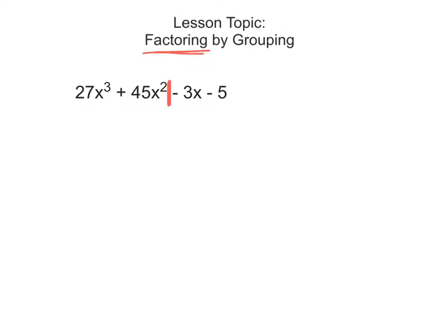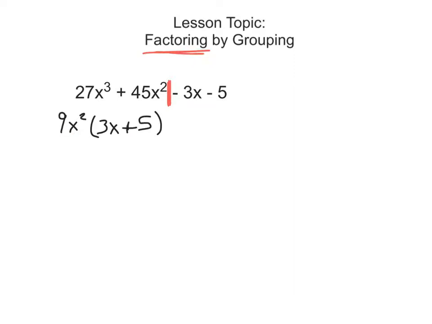Notice that 27 and 45 are divisible by 9, and x to the third and x squared have a common factor of x squared. So we're going to factor out 9x squared. And once we do that, 27x to the third, if we factor out 9x squared, we'll be left with 3x. And if we have 45x squared and we factor out 9x squared, we'll be left with plus 5.